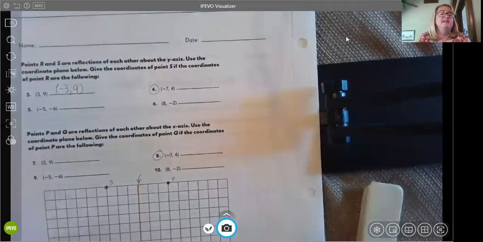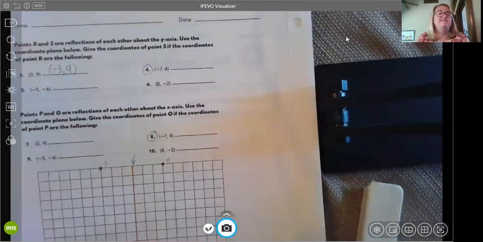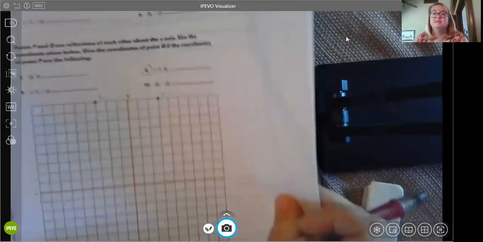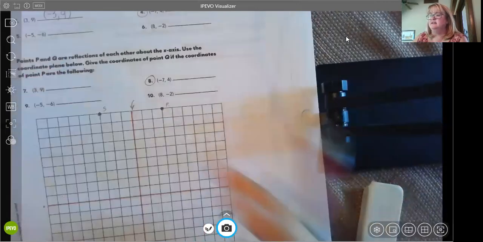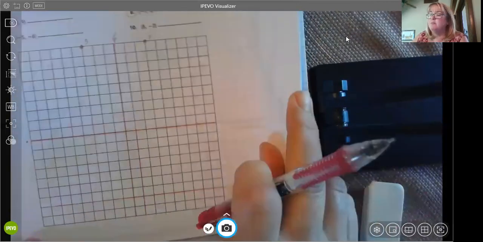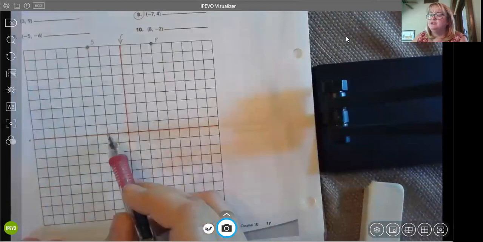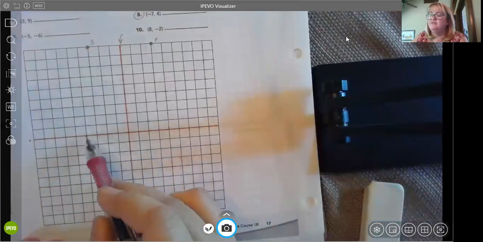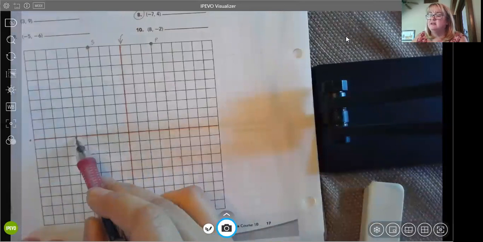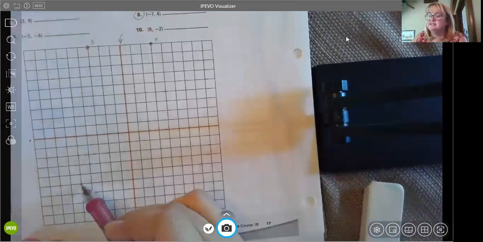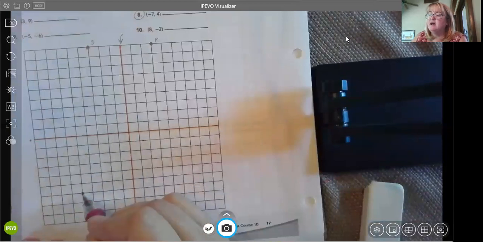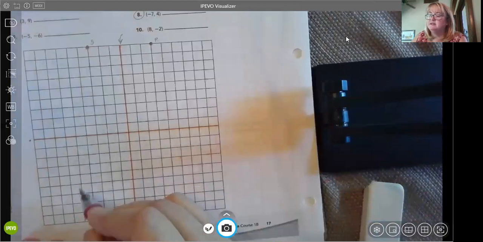All right. Let's look at (-5, -6). We're going to go back 5, down 6. So I'm going to come here. I'm going to go back 5: 1, 2, 3, 4, 5, and down 6: 1, 2, 3, 4, 5, 6. This is where R is.